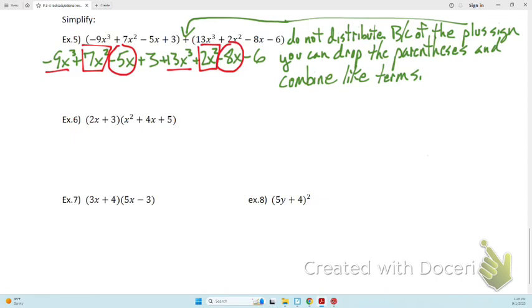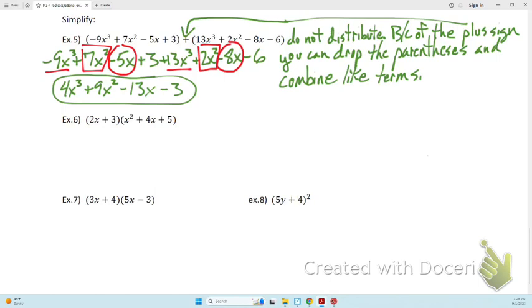We end up with negative 9x cubed plus 13x cubed, so that's 4x cubed. 7 and 2 gives us 9x squared. Negative 5 and negative 8 gives us negative 13x. And plus 3 minus 6 gives us negative 3. And that's it for number 5.